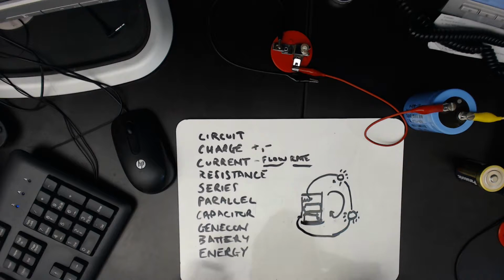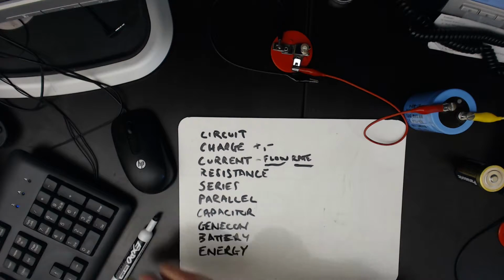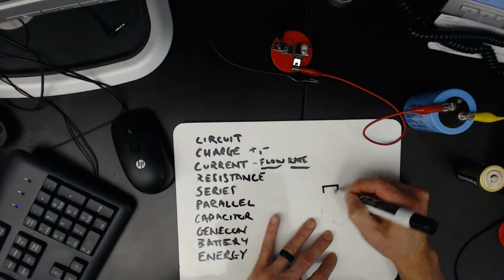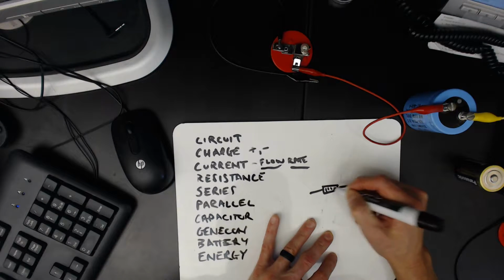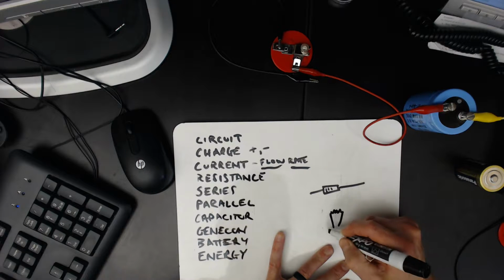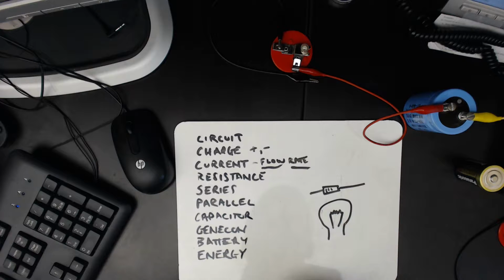Resistance is the resistance to the flow of the charge through the circuit. And we found out that some things have high resistance, like a resistor, for example, or a light bulb filament. These things have high resistance to the flow of charge through the circuit.